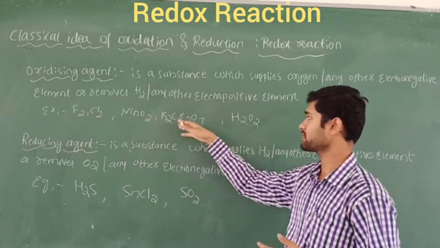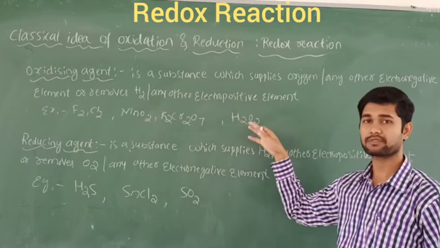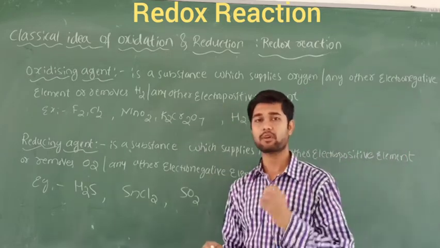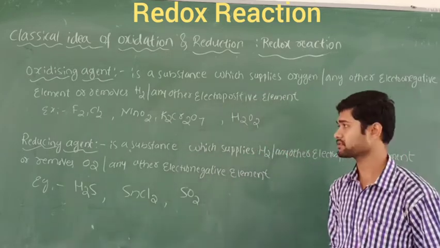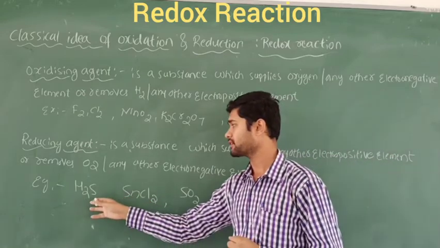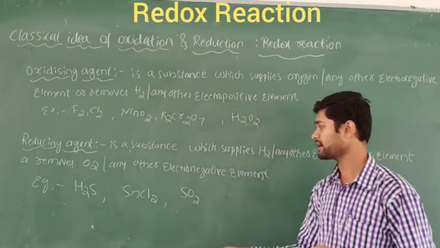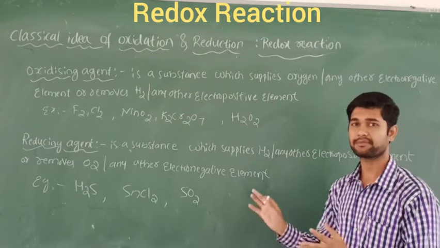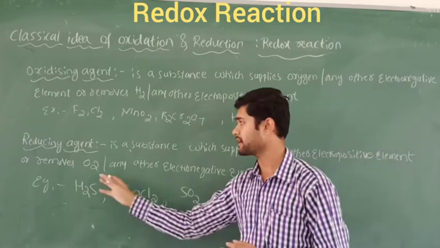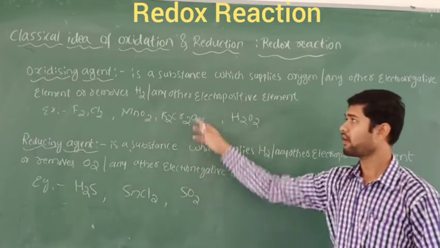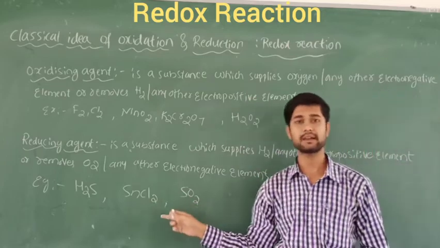Similarly, magnesium oxide, K2Cr2O7, hydrogen peroxide. These also help in the formation of oxidation reactions. And examples of reducing agents are hydrogen sulfide, stannous chloride, sulfur dioxide. These also help the reduction reaction take place. So this is called oxidizing agent and reducing agent.